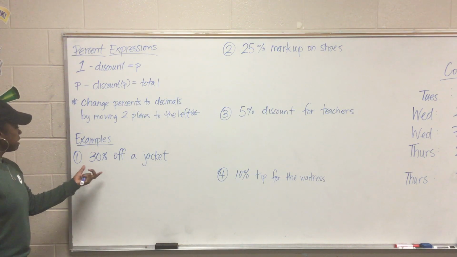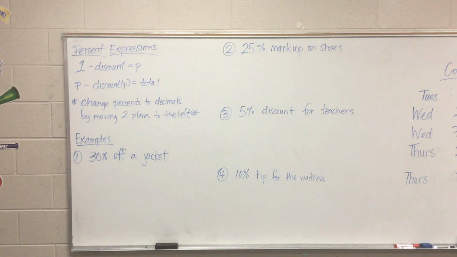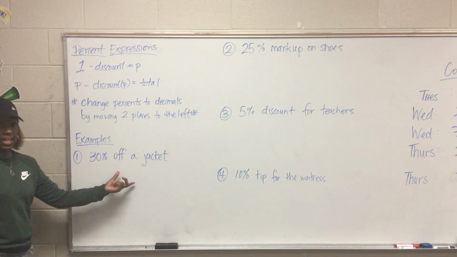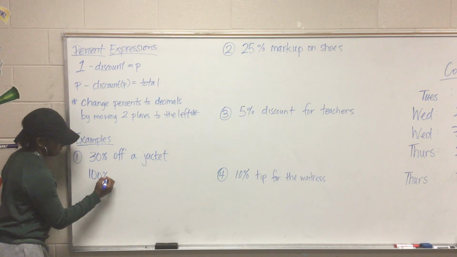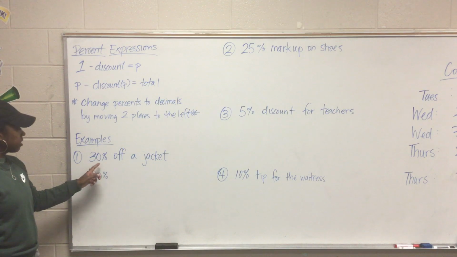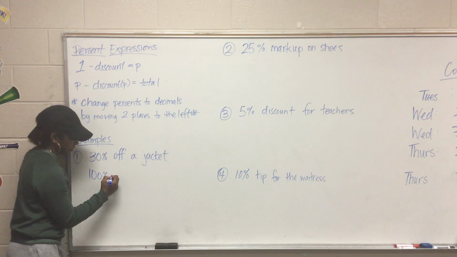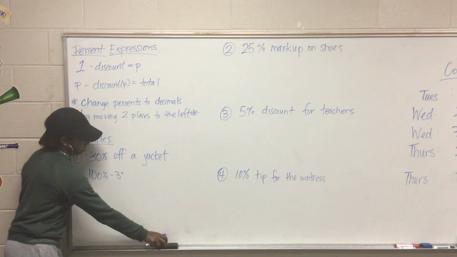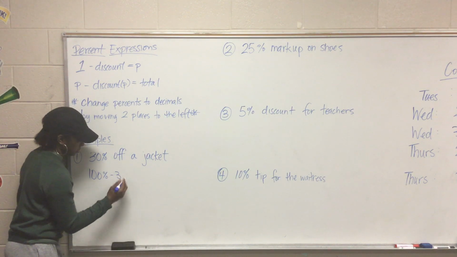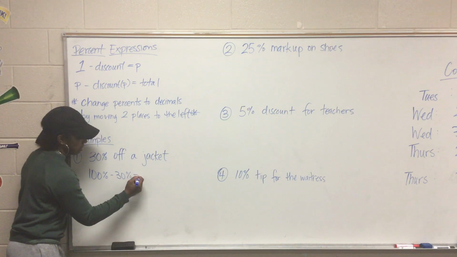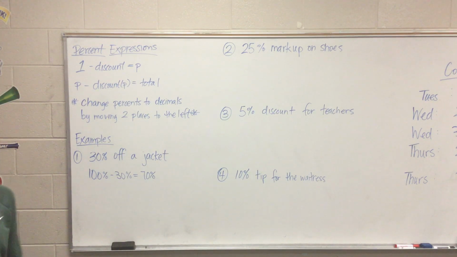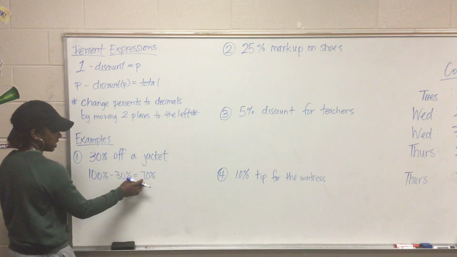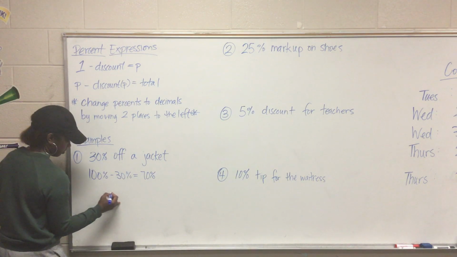So if I have 30% off of a jacket, you want to think about this: the jacket starts at 100%, right? So it starts at 100%, and then I'm subtracting 30% because it's 30% off. That means I am paying 70% of the jacket price, which means I can just change the percent to a decimal.